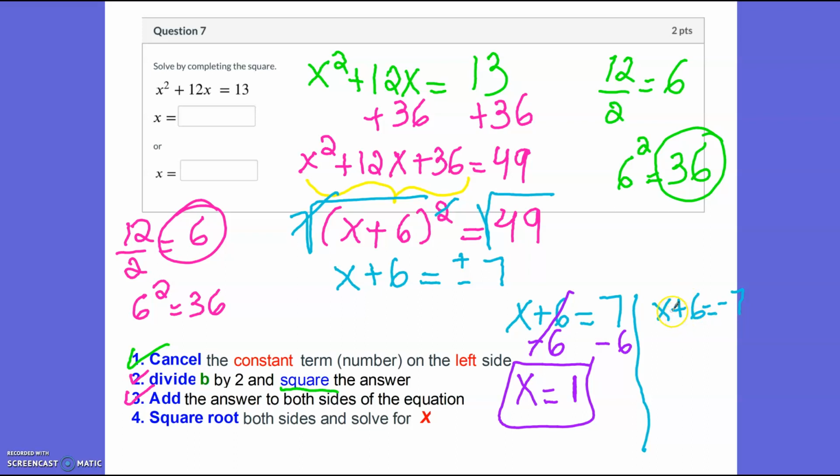On this side, I'm going to do the same thing. I'm going to subtract 6 and subtract 6. Negative 7 minus 6 equals negative 13. Okay, so these are your two answers. x equals 1 and x equals negative 13.